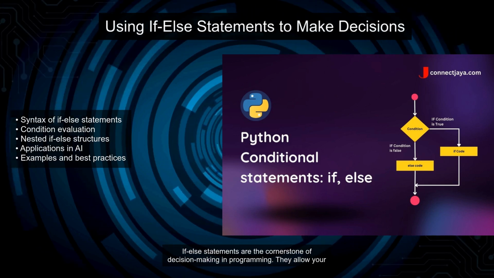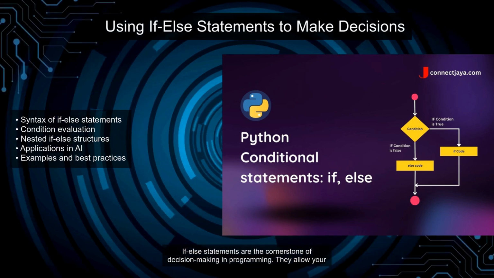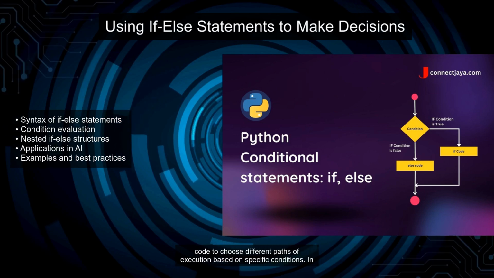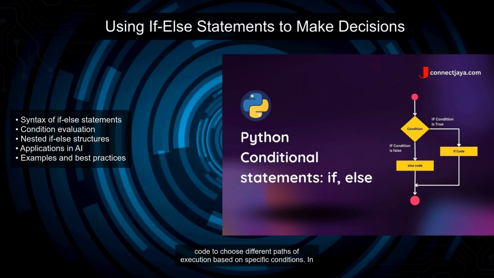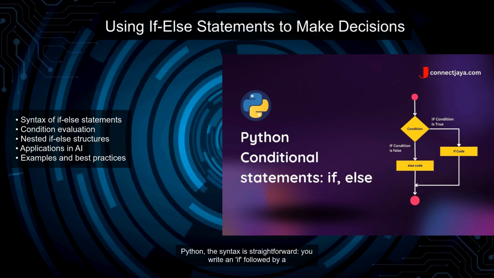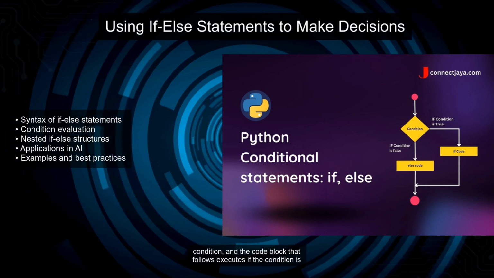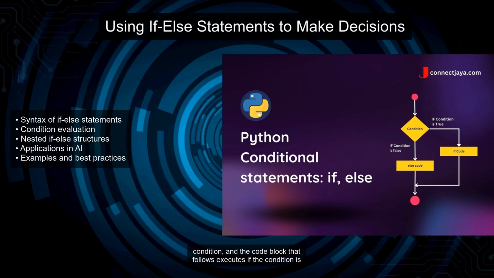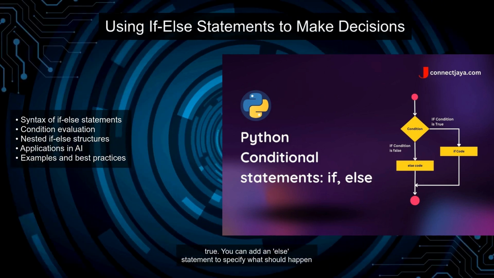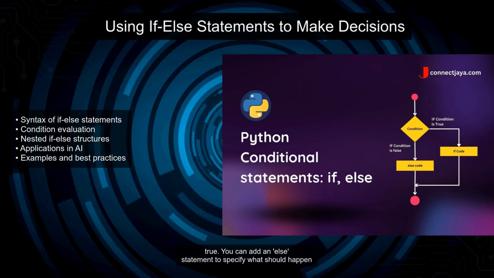If-else statements are the cornerstone of decision-making in programming. They allow your code to choose different paths of execution based on specific conditions. In Python, the syntax is straightforward. You write an if followed by a condition, and the code block that follows executes if the condition is true. You can add an else statement to specify what should happen if the condition is false.